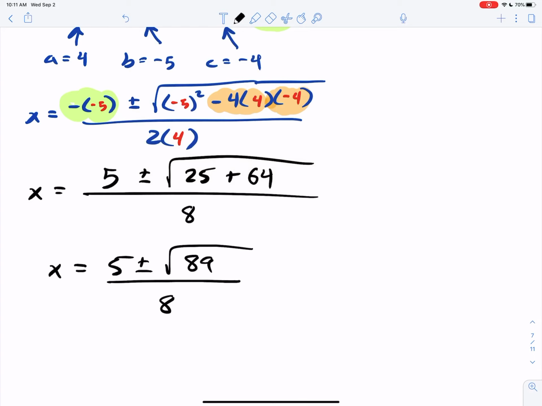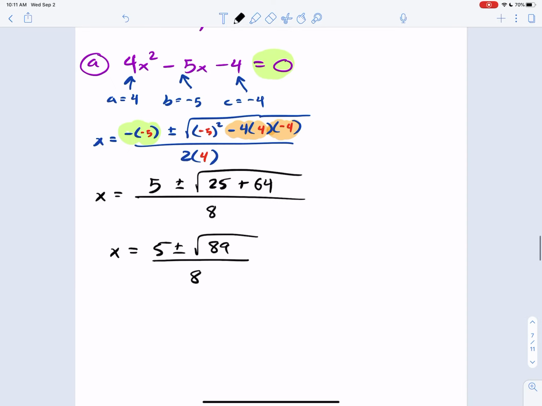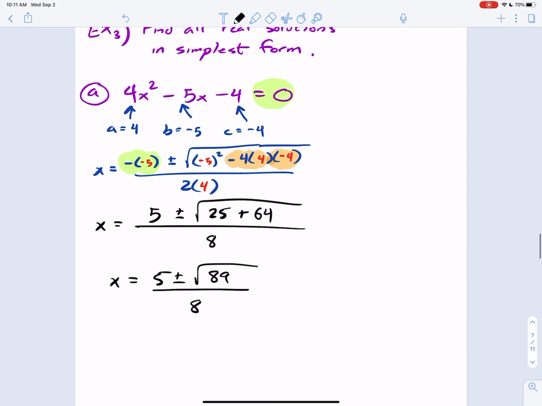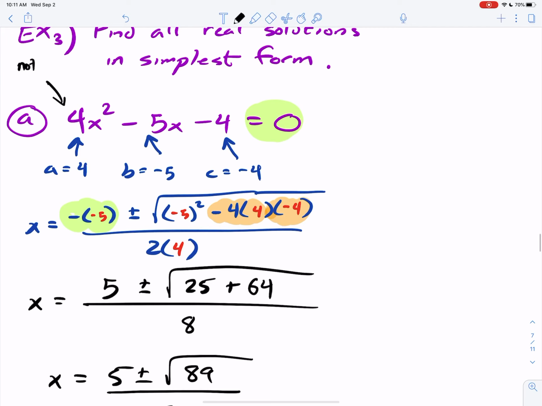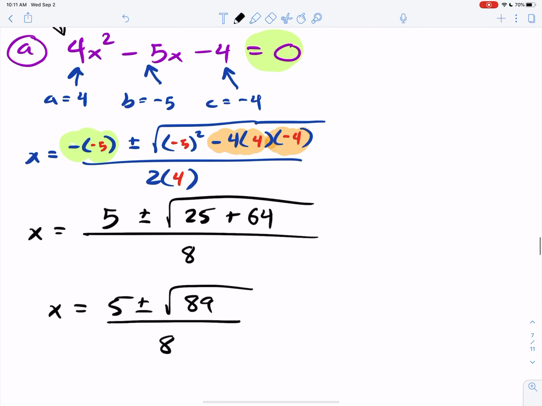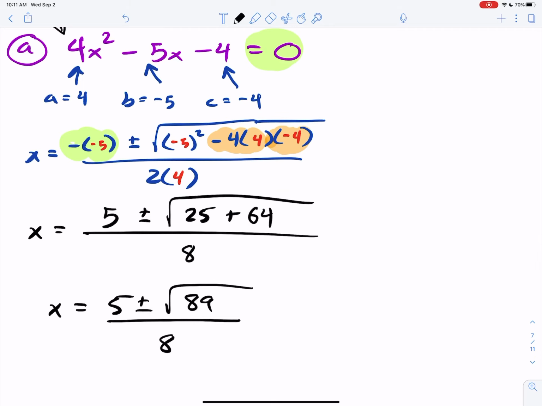Okay, is 89 a perfect square? Is there a number times itself that'll give me 89? I don't think so. It's not a perfect square here. So that tells me, before I continue, that there's no way that I could have factored this. Not factorable. There was no way that I could have factored it, because I noticed that I don't have a perfect square.